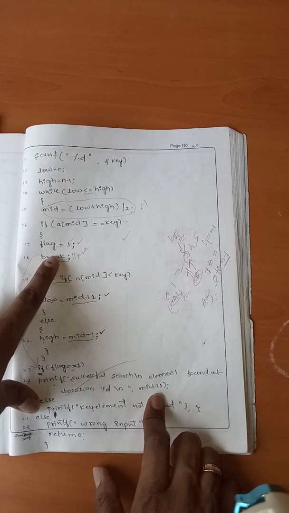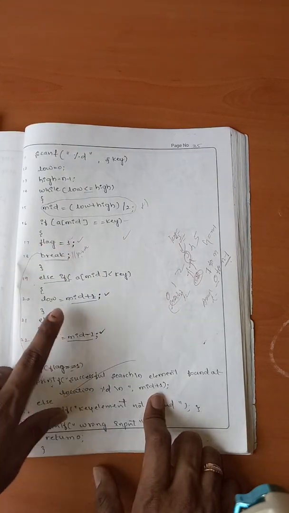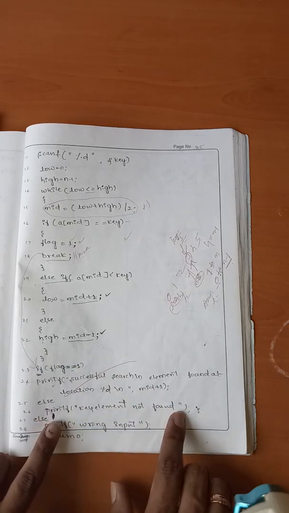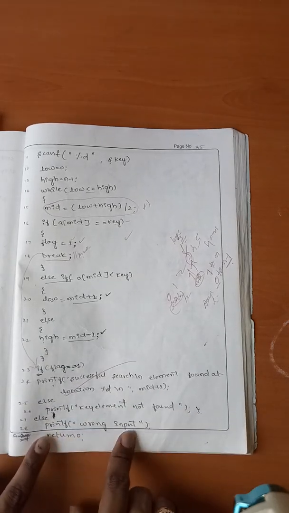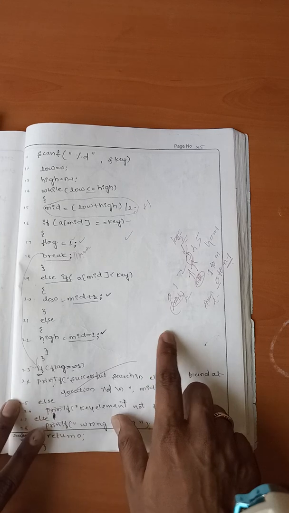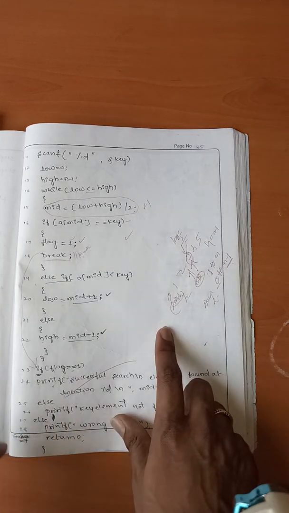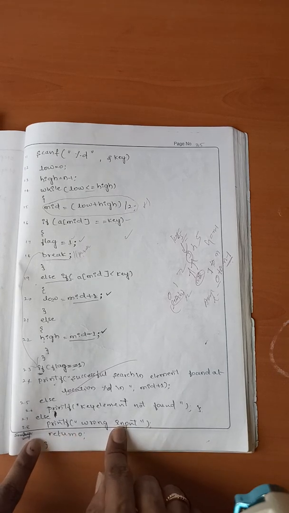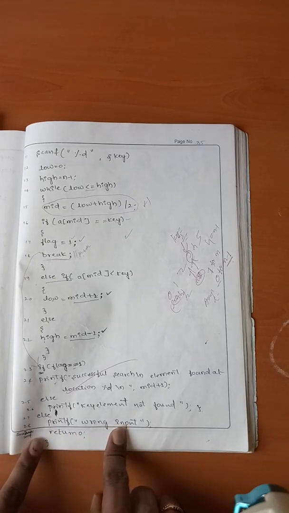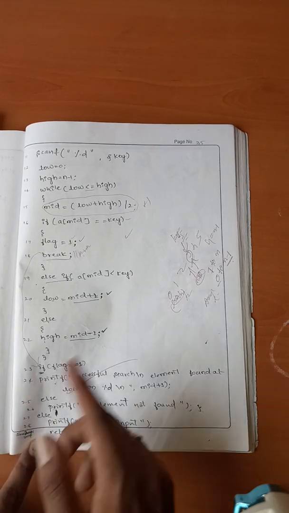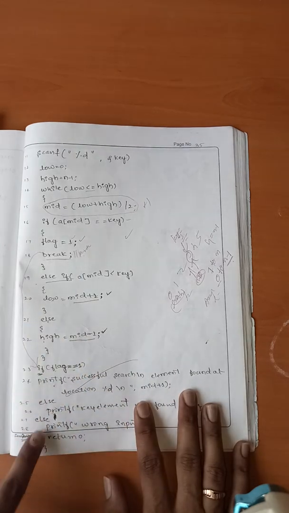Once the condition is true, it comes out of the loop, otherwise it comes to the else part, key is not found. Then if the value of n is not greater than 0, it comes to the else part, and the output is a wrong input. This returns the value. This completes your code.